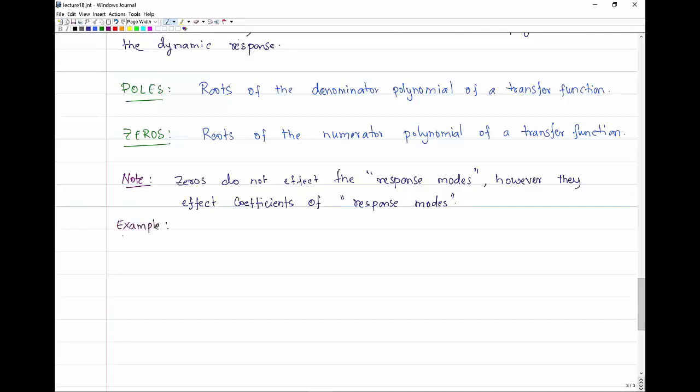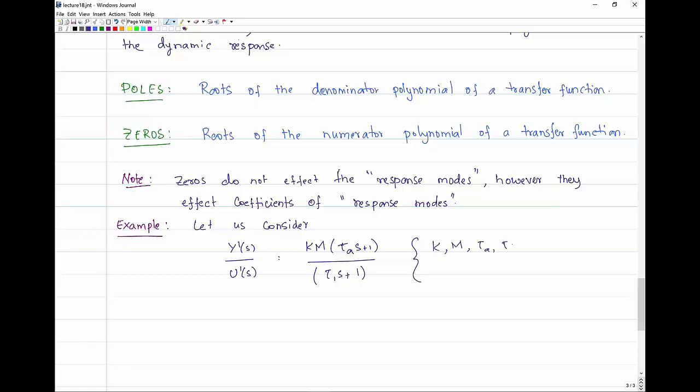Let me illustrate this through a simple first order example. Let's consider a transfer function of the form shown here. This is said to be a lead lag transfer function. The denominator polynomial corresponds to a lag and the numerator polynomial corresponds to a lead. Or in other words, the denominator polynomial slows the response, the numerator polynomial speeds up the response. That's why this transfer function is called a lead lag element. Km, tau a, and tau 1 are some constants.